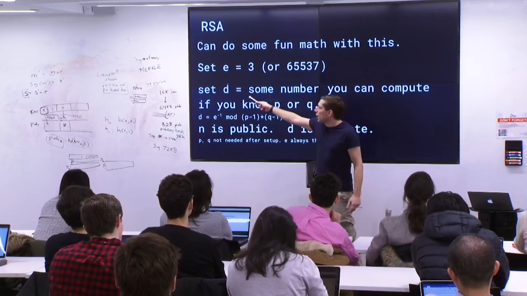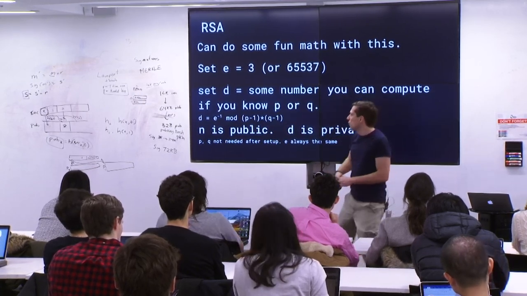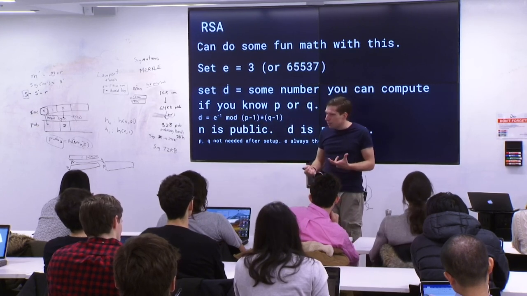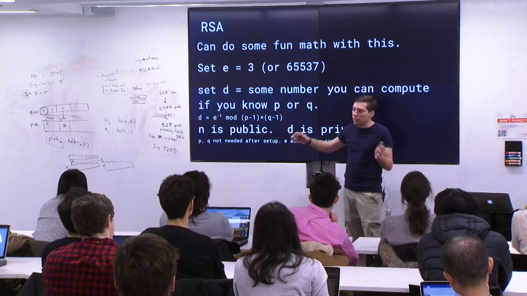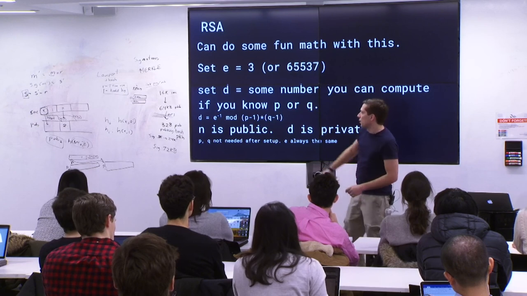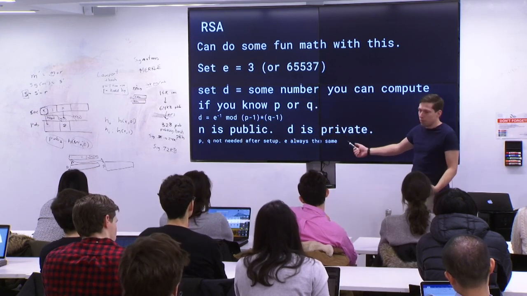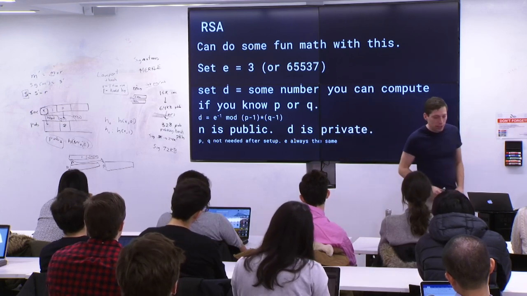And then D is a number that you can compute if you know what P and Q are. So this is sort of the private key, right? P and Q itself can be seen as the private key, but you can actually compute this D number and then discard P and Q. So this is how you compute D, whatever. But the idea is N is your public key and D is your private key. E is always the same, and P and Q you can discard afterwards.